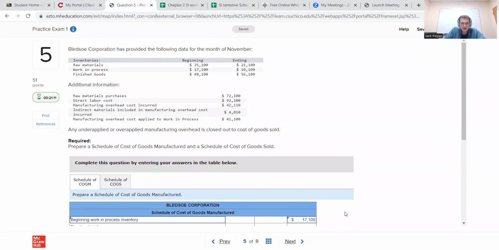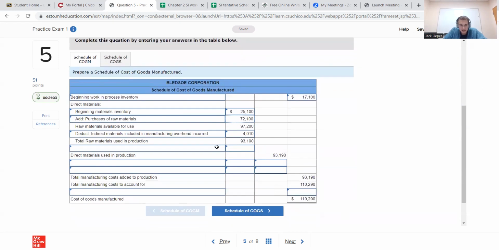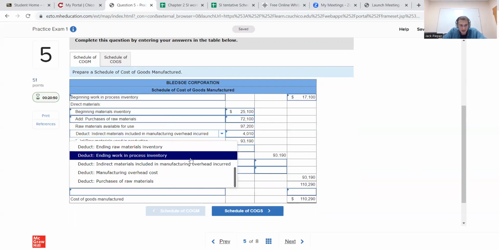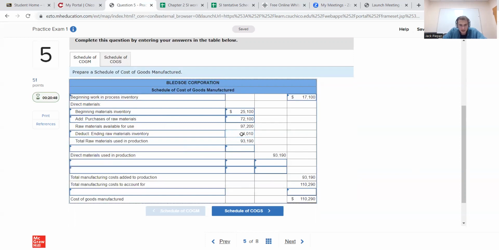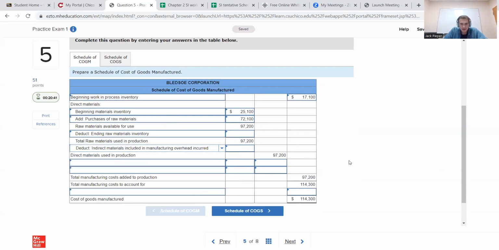Okay. And the purchases was 72,100. All right. And you'll see we have our total raw materials used in production. Nope. Disregard what I just said for the last minute. Here's what we broke my rules. We're going to subtract actually our ending raw materials inventory here. And then we're going to deduct our ending work in process included in the overhead.